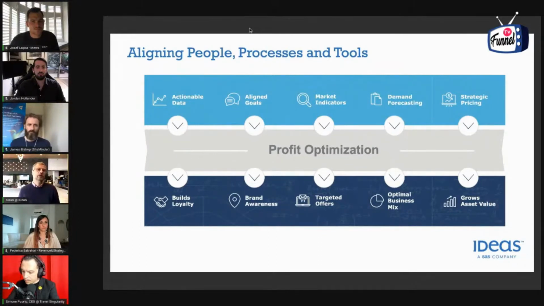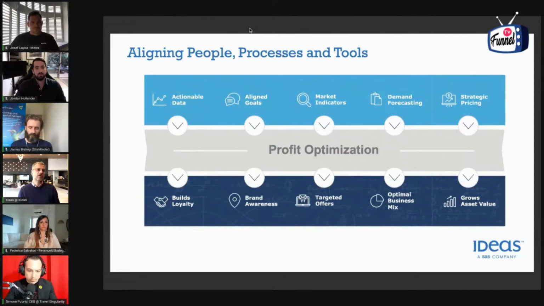And then we're also looking at feeding in all the other areas that you can see here about loyalty, brand awareness, personalization, targeted offers, the optimal business mix. Generally for asset managers and owners, what's really critical right now is not just paying your debt at the end of the month and being able to pay your mortgages, but overall increasing your asset value for your hotel.